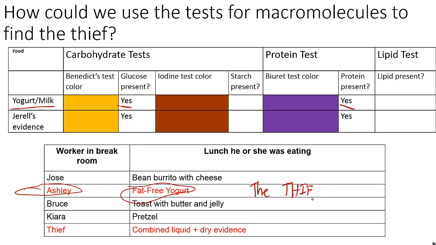because we can match the evidence she left at the scene of the crime when she stole the iPod, with testing other milk. We tested some other milk or yogurt, and we found out that it matched the evidence left at the scene of the crime. So we found out that she was the thief.